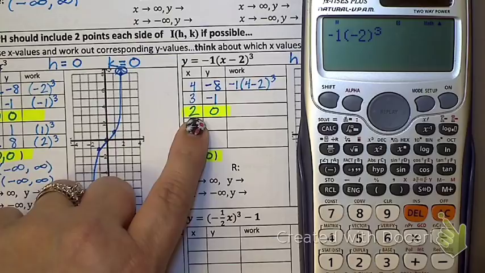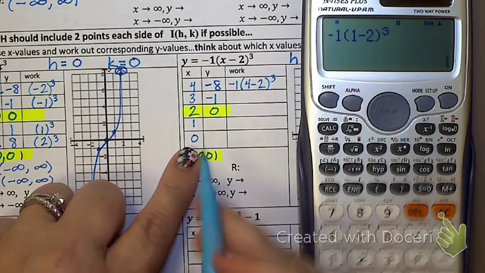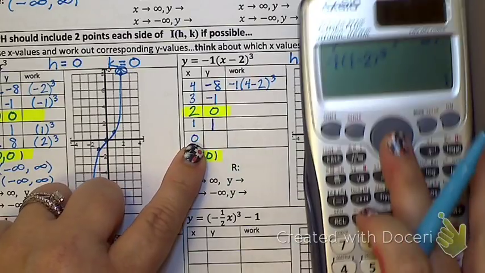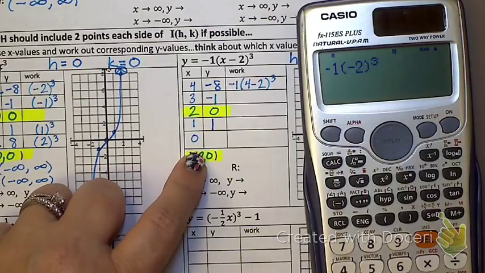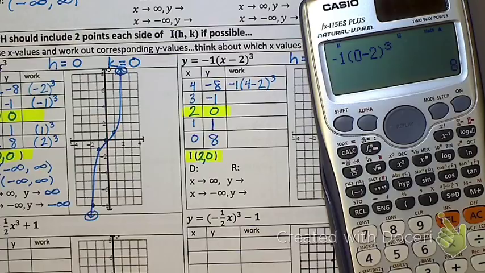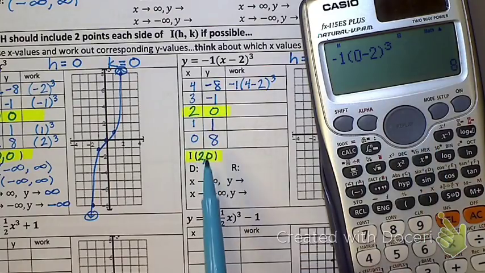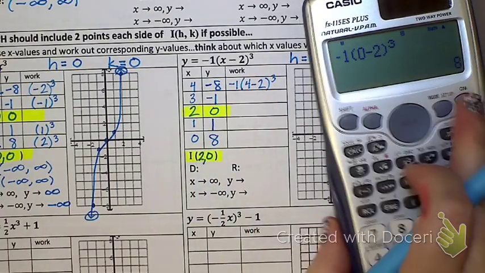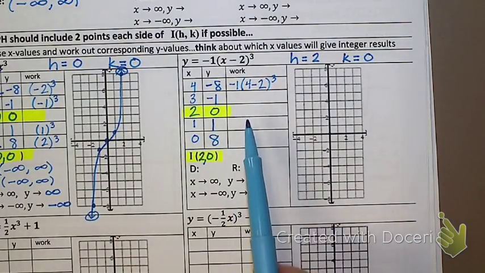I don't need to do a 2, I already know the y value. 1. Positive 1. And then 0. That makes it go a lot faster, doesn't it? The trick is you have to make sure you typed it in correctly, because if you typed it in incorrectly, all those are going to be wrong. Okay? So use your calculator to save yourself some time. You are smart enough that you could do that by hand if you needed to, but save yourself the time.